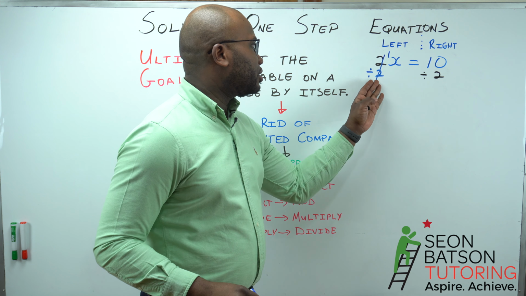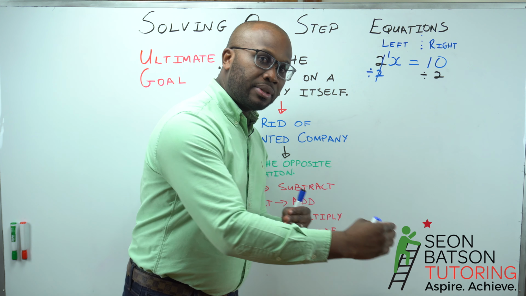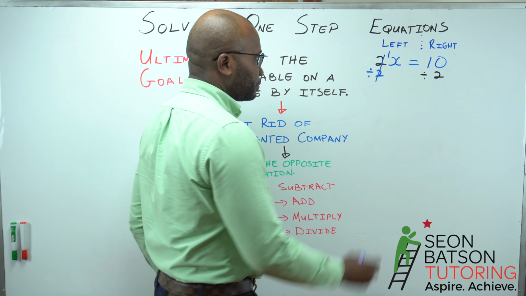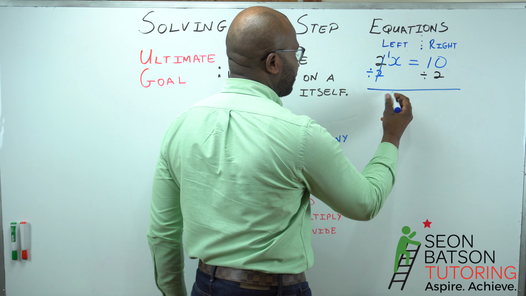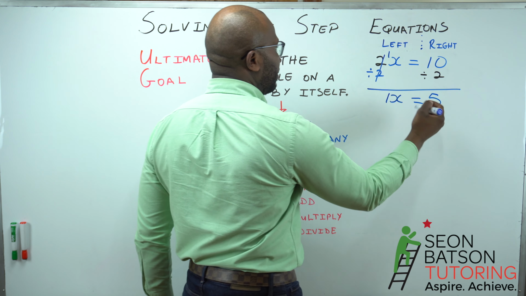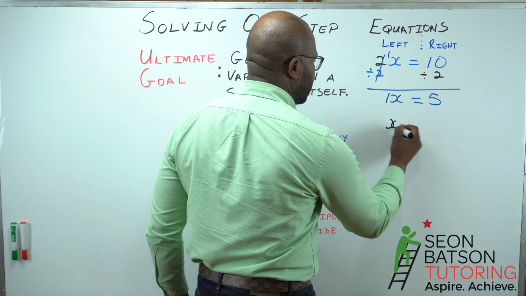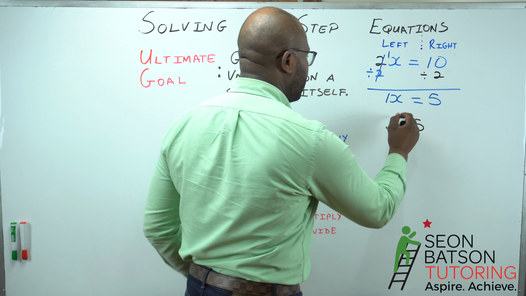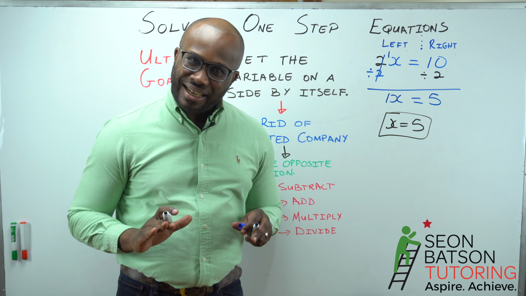If we divide the left side by 2, we must divide on the right side by 2 as well. Remember, whatever the opposite operation is, we must perform that operation on both sides of the equation. So, on the left side, we have what left? 1x. And on the right side, we have 5. Because 10 divided by 2 is 5. So 1x is equal to 5, or x is equal to 5. Because 1x and x is the same thing, yes? So x is equal to 5. Very simple. Get the idea?